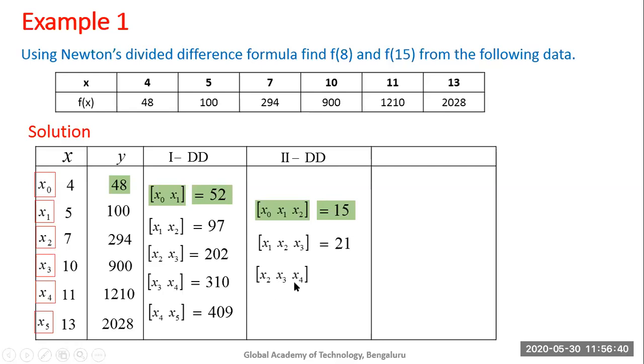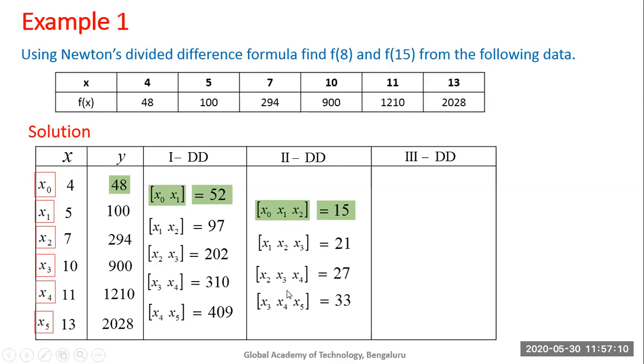Next is x2, x3, x4. It is 310 minus 202 divided by x4 minus x2, that is 11 minus 7, and you get 27. And finally, x3, x4, x5 is 409 minus 310 divided by x5 minus x3, and that is 33. These are the second divide differences.